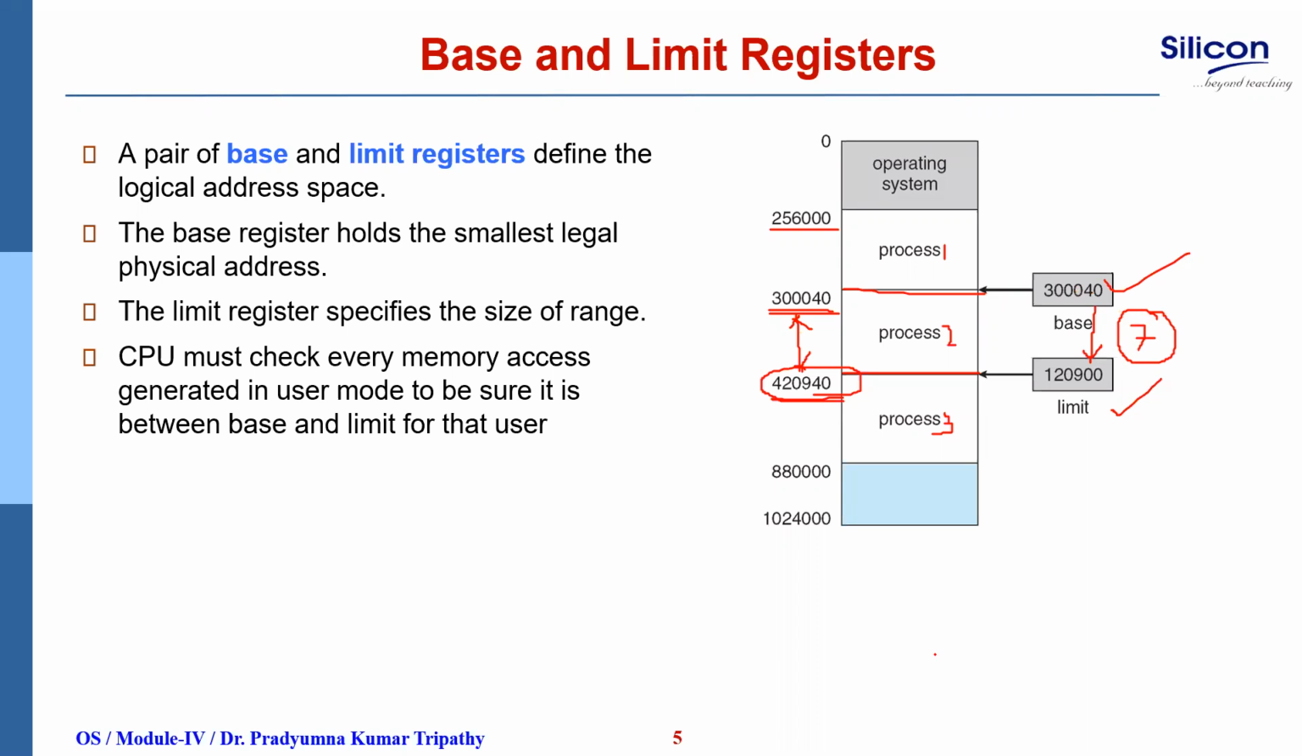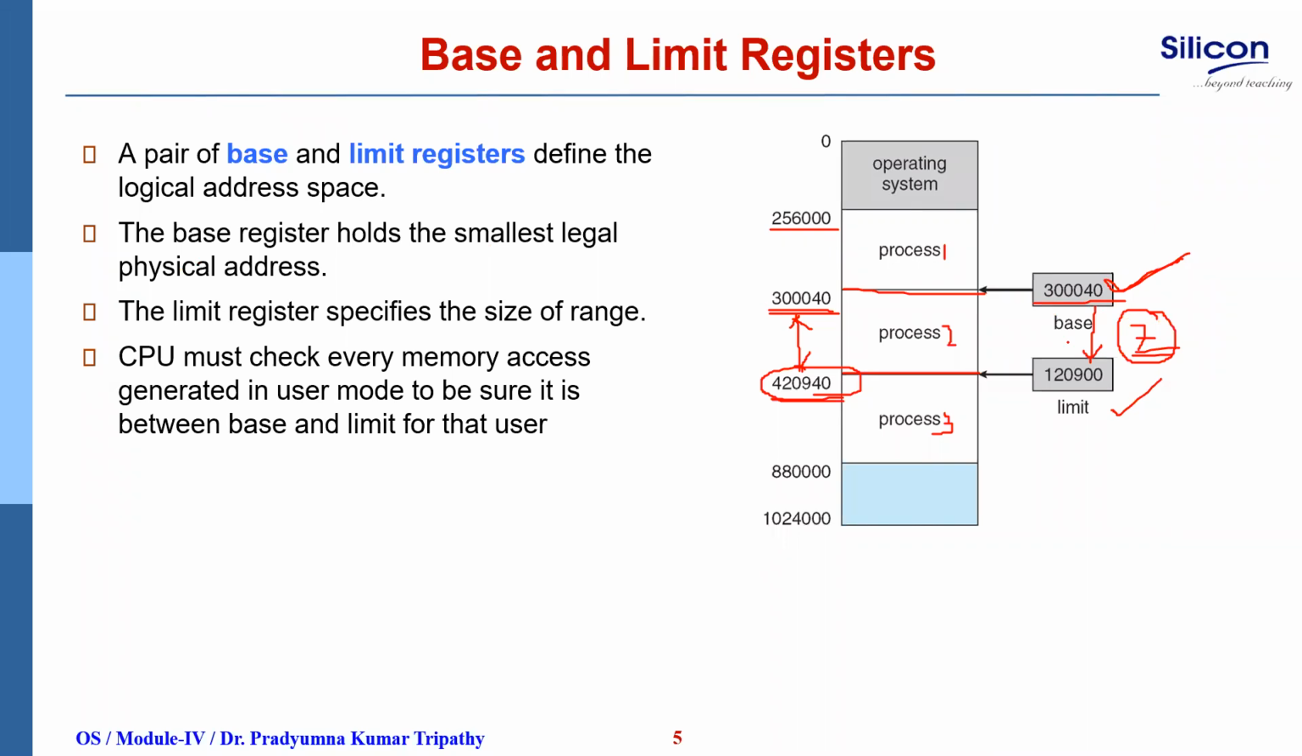The actual address in the main memory is called the physical address. The address generated by the processor is known as the logical address. The logical address has to be converted to the physical address for processing. So the base register holds the smallest legal physical address. That means if the logical address is 0, I am referring to the first location. If it is 1, then 300041. If it is 7, then 300047. So this 7 that you are generating is a logical address.